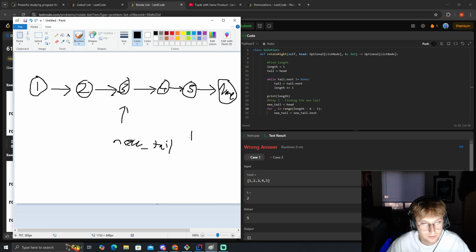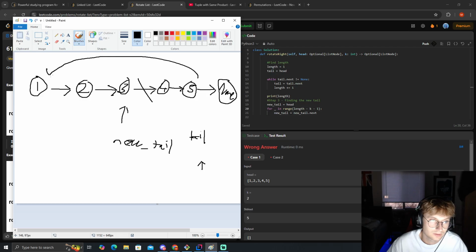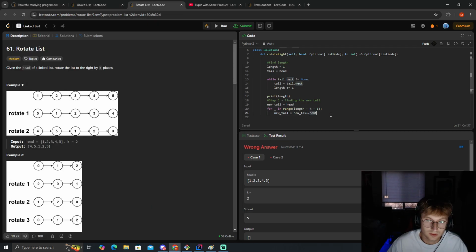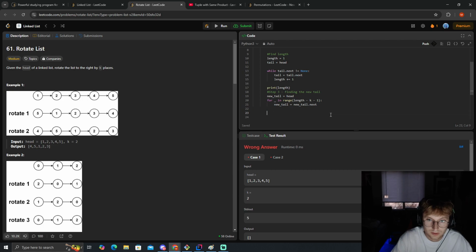Right, so this is our tail. And pretty much we're just cutting this link, right? We're cutting this link. This is our new tail. We're making our tail equal this. Alright, so let's do that. So let's reconstruct.